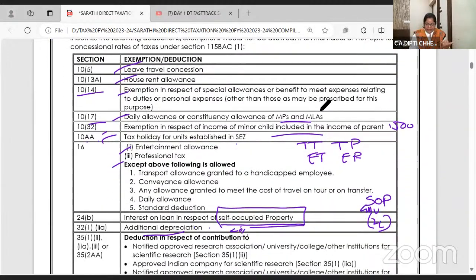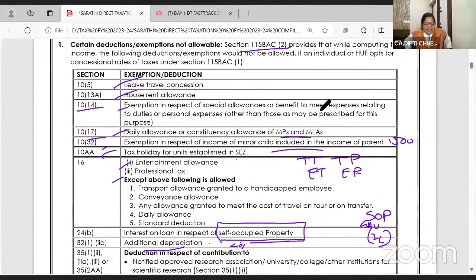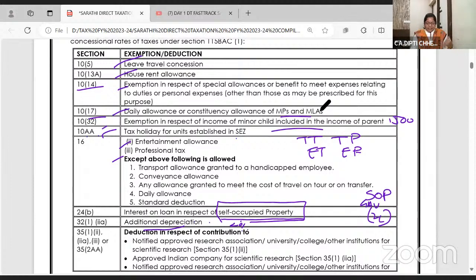Okay. Right. Other than this, in salary chapter, you will not get the leave travel concession. House rent allowance you will not get. Special allowances, education and hostel and all, you will not get. Minor income exemption, SEZ exemption, you will not get.